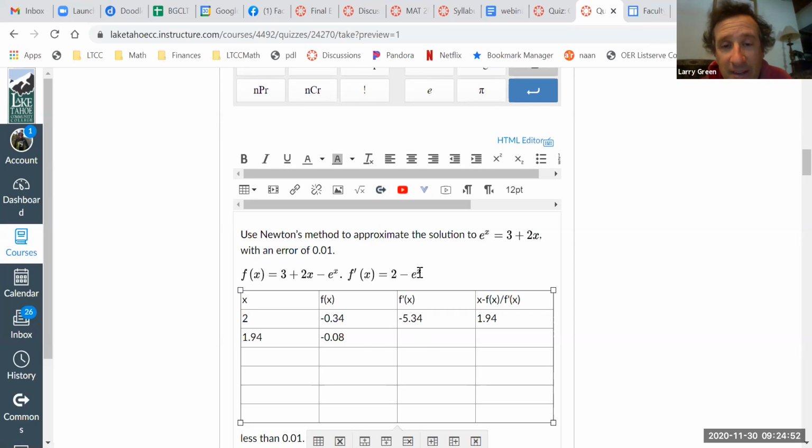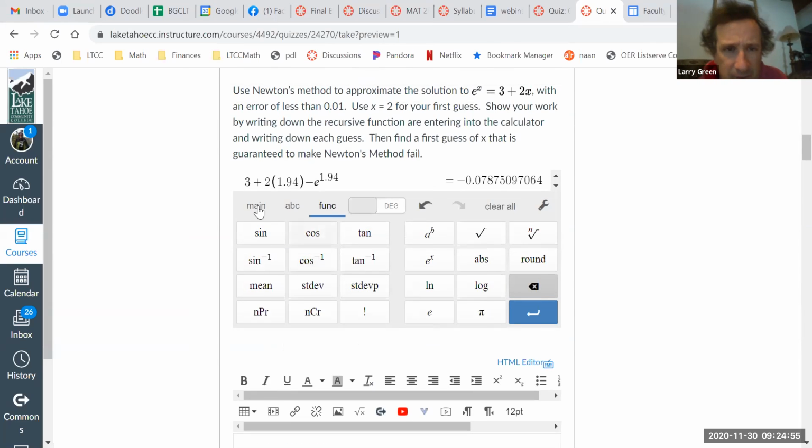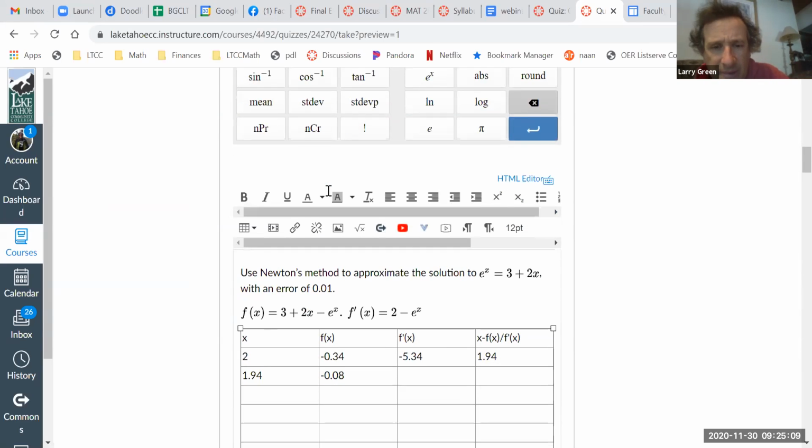Okay, and then we do 2 minus e to the x. So I think I can just go like this. Yeah, that works. And you get negative 4.96. Okay, then we got to do x minus f over f prime. So 1.94 minus f, which is negative 0.08. Again, 3 negatives, so it'll just be a minus when we're done. So 0.08 over 4.96.